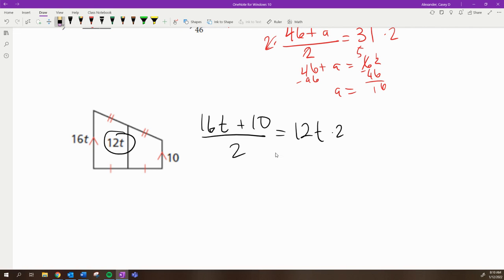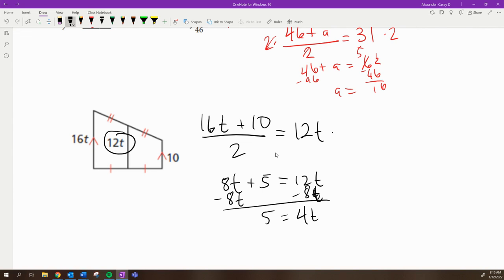So let's forget that. 16 divided by 2 is 8. And 10 divided by 2 is 5. And then if you subtract 8t from each side, okay, that t, there we go. We get 5 equals 4t. Not 40, but 4 times t. And then when we divide by 4, you get t equals 5 quarters, or we could convert that to a decimal, 1.25. Either way, it's a fraction.